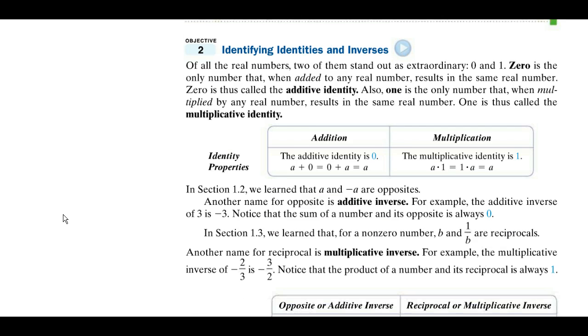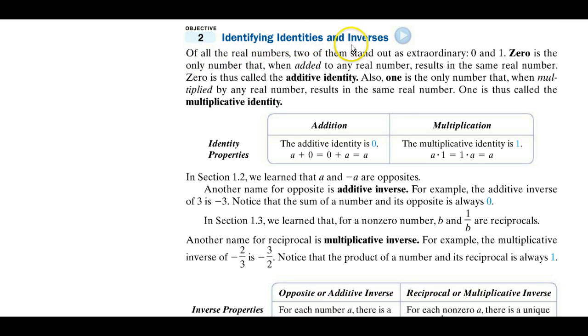All right, now what we're going to do is take a look at identities and inverses. So now we're looking at some of the properties of mathematics. As you read this, they say that 0 and 1 are very interesting numbers. You can add 0 to anything, and it doesn't change its value. So we say adding 0 to any number is the additive identity. Now, 1 is interesting also. If you multiply anything by 1, it doesn't change its value. So we call multiplying by 1 the multiplicative identity. So these are two properties that we will be using.